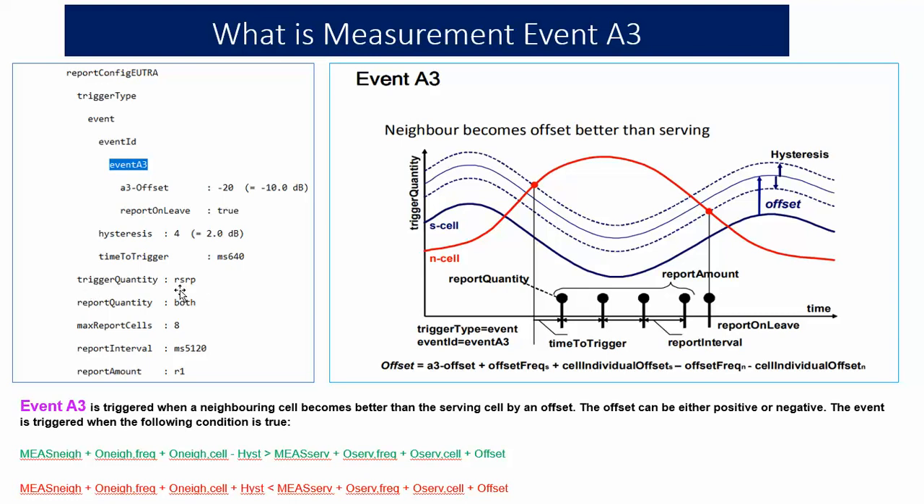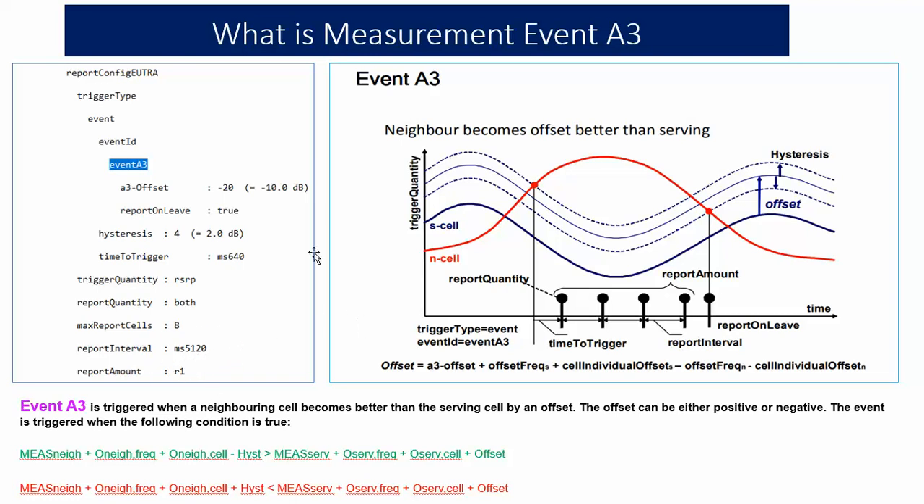So we should understand trigger quantity means the A3 event will trigger on the basis of RSRP only, but report quantity is equal to both, means when we send the measurement report against the A3 event, in this event both RSRP and RSRQ values will be available, and max cell will report a maximum of 8 cells, and report interval is here.